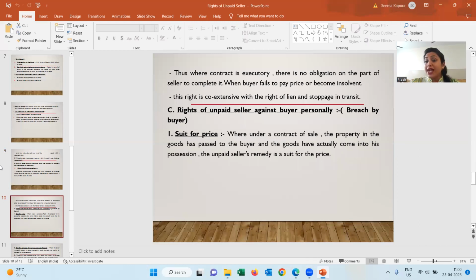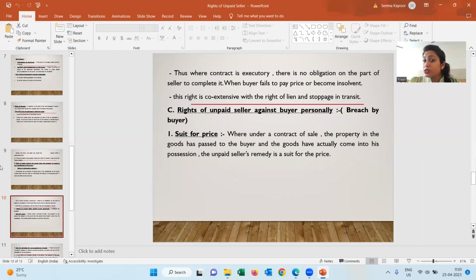Where the contract is executory, मतलब that is not executed, complete नहीं हुआ, अभी performance में था, performing, and there's no obligation on the part of the seller to complete. और अब जब वो executed ही नहीं है, executory contract है, तो seller के पास ऐसी कोई obligation नहीं है कि वो उसको complete करे.